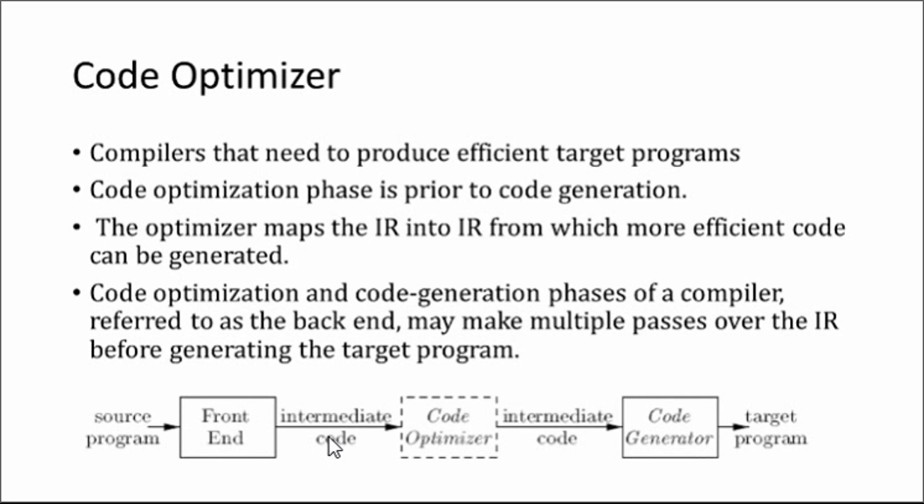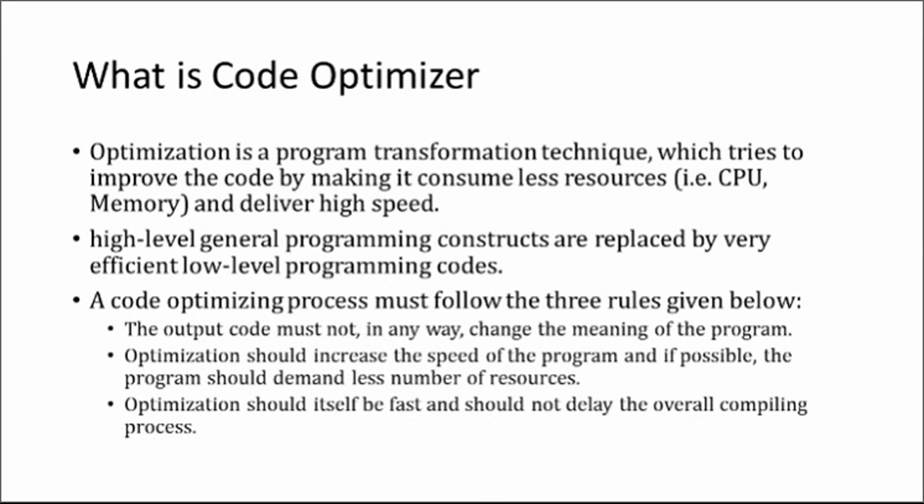It can happen that code optimization and code generation will have multiple passes over the intermediate code generated by the intermediate code generator to generate the target program. So what is a code optimizer? We are expecting that the output of the code generator is an intermediate representation, and that intermediate representation code can directly be converted into the target code, that is machine code.